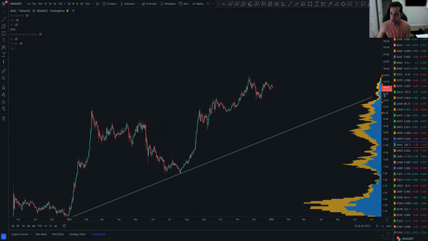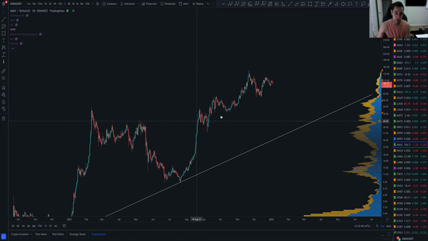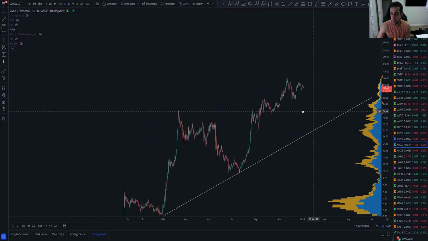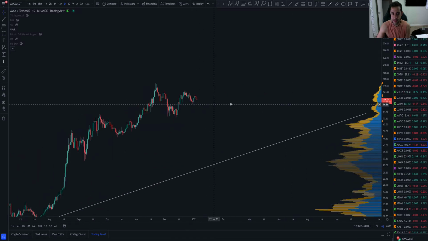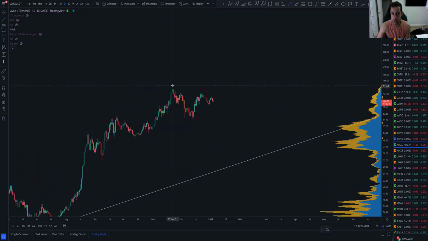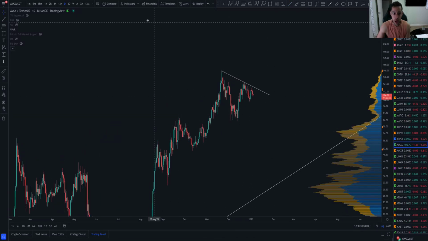Okay, so that's where I'll be looking to buy. Now, on the short term, the way that I'd be looking at this is that we are in essentially some sort of potential inverse head and shoulders over here for Avalanche. All we've got here is the shoulder, and that's the head, and here's the other shoulder.